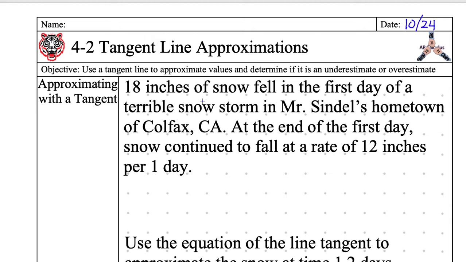All right, so another reader, either Stego or Arrow, talk about what happened at my hometown. I think I remember this one. Okay. 18 inches of snow fell on the first day of a terrible snowstorm in Mrs. Snell's hometown of Colfax, California. At the end of the first day, snow continued to fall at a rate of 12 inches per day.